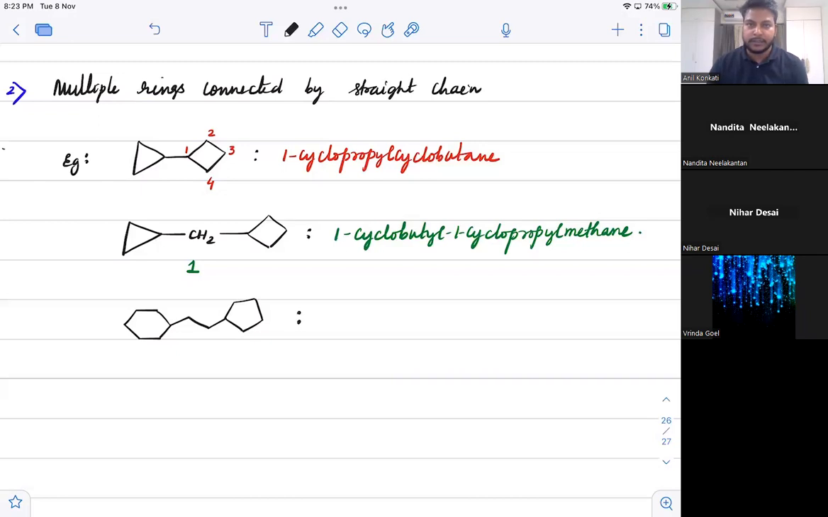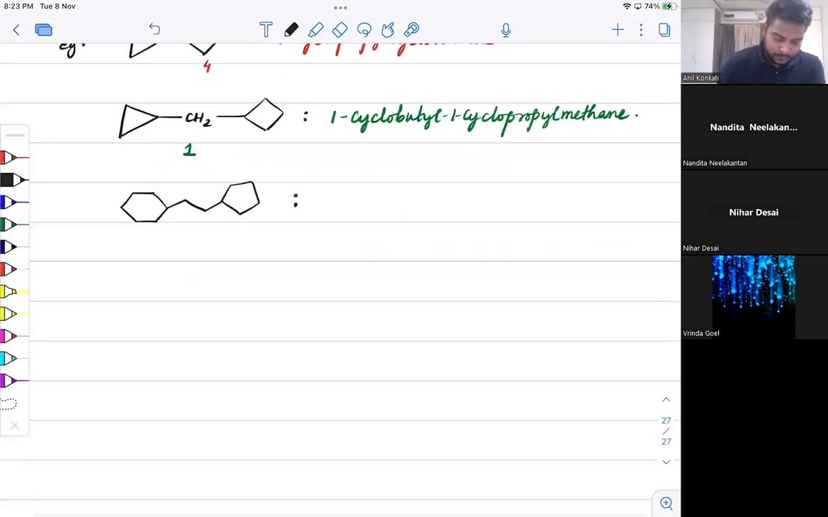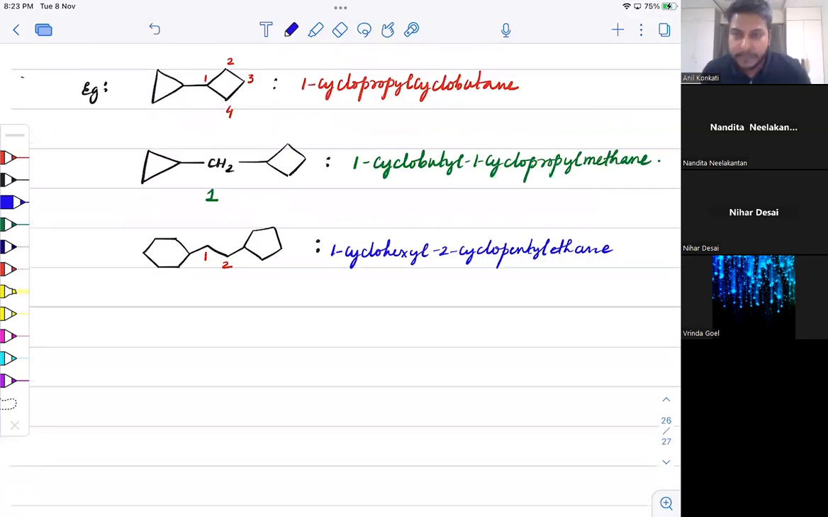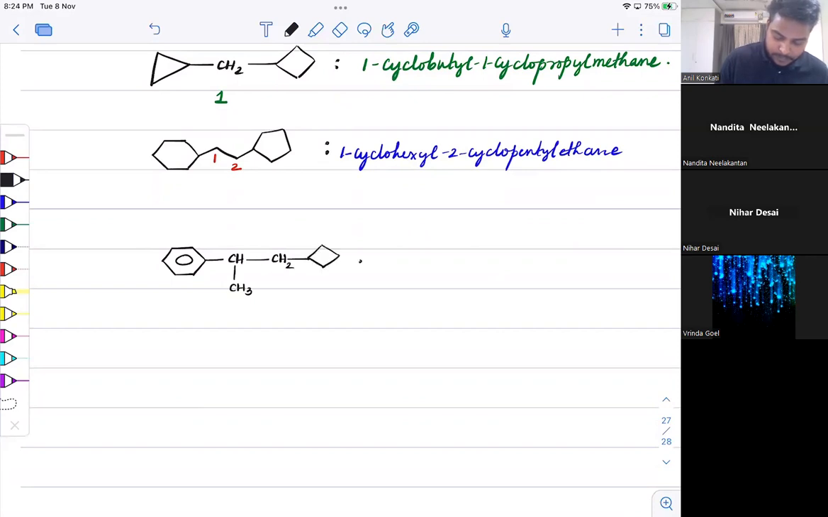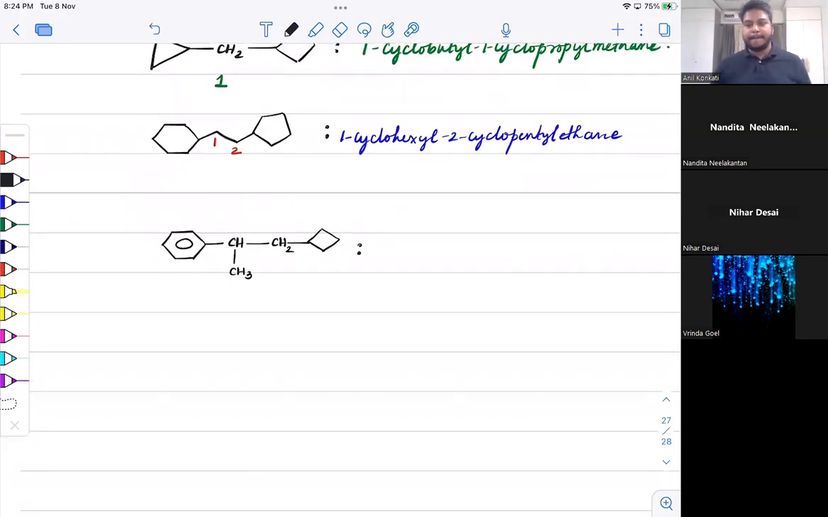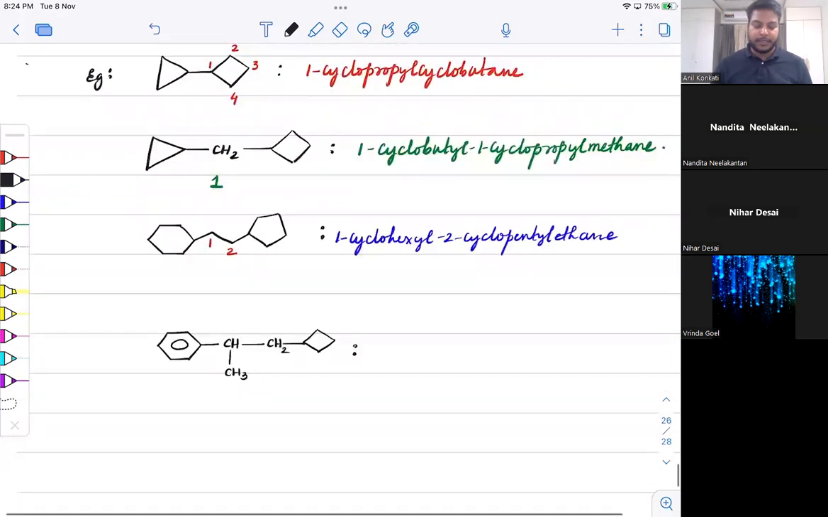Nihar, will you care to answer this? One cyclohexyl. Very good. So the numbering starts from 1 and 2 here. Very good. So 1-cyclohexyl and 2-cyclopentyl. The complete name is ethane. That is simply ethane, two carbons. Okay. Let us do one more. Nandita, please do that. Give me the name.